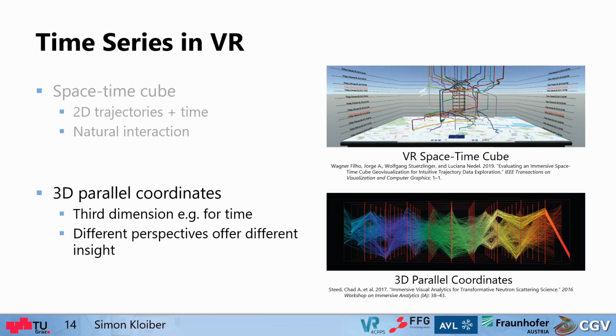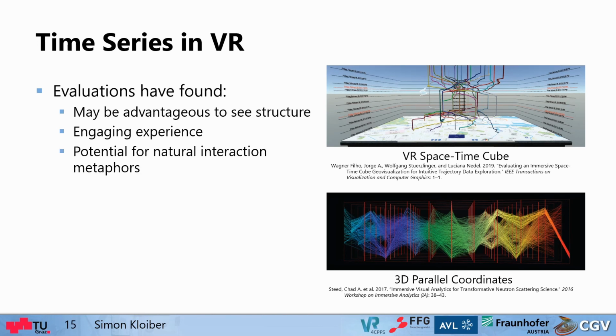This additional channel can be mapped to time, for example, and different perspectives on the 3D parallel coordinate plot show different insights depending on whether users look from above, the side, or from the front. Evaluations on the affordances of VR have found that VR may be advantageous for showing structure in the data, for example anomalies, and have found that it is very engaging and that VR has the advantage of using more natural interaction metaphors that can reduce mental workload.